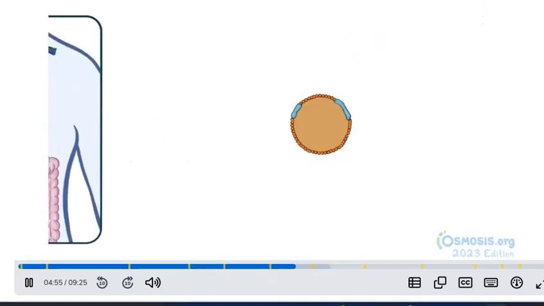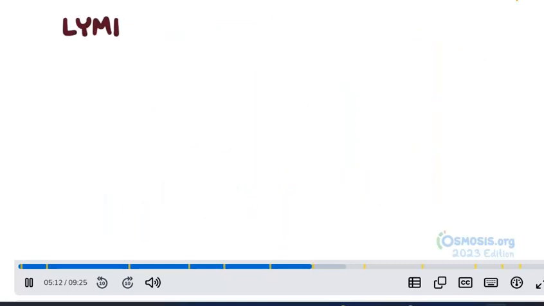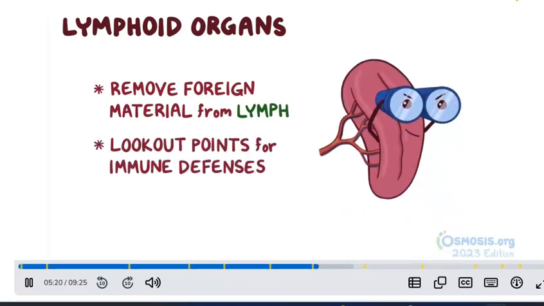Instead, the chylomicrons go into special lymphatic vessels called lacteals, which get their name from the fact that the lymph that flows through them looks like milk. The chylomicrons slowly make their way up into the thoracic duct and get dumped into the venous blood. Now, the lymphatic system also plays a role in immune function. Lymphoid organs remove foreign material from the lymph to keep it from entering the bloodstream, and act as lookout points for the body's immune defenses.